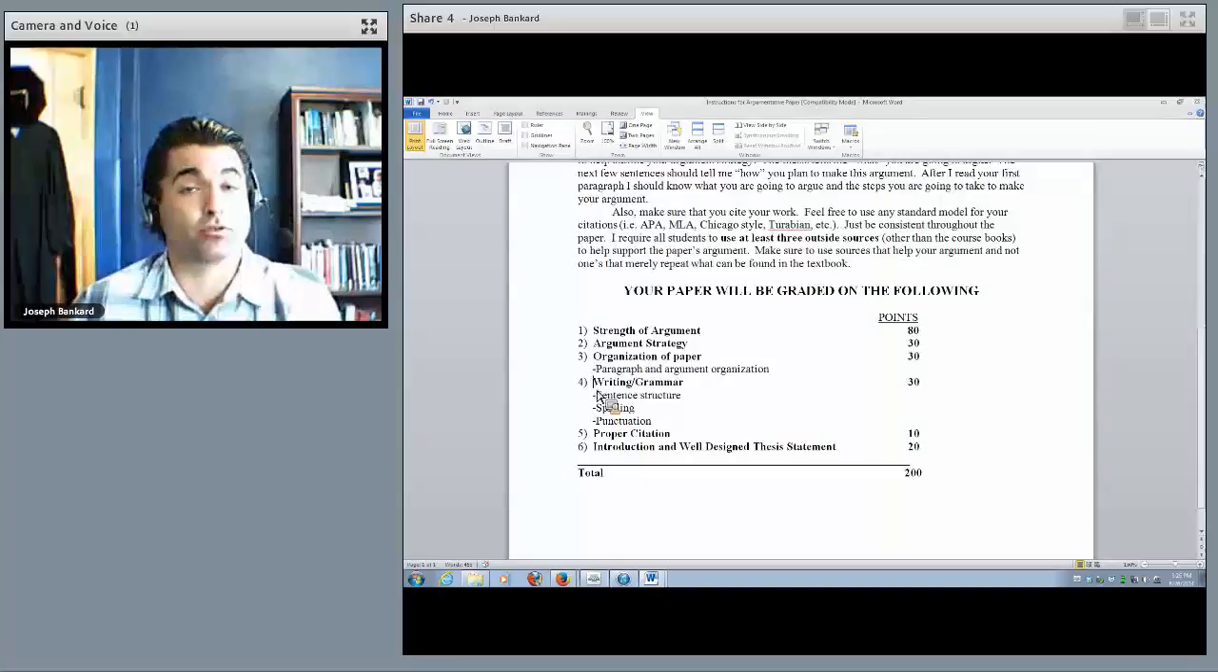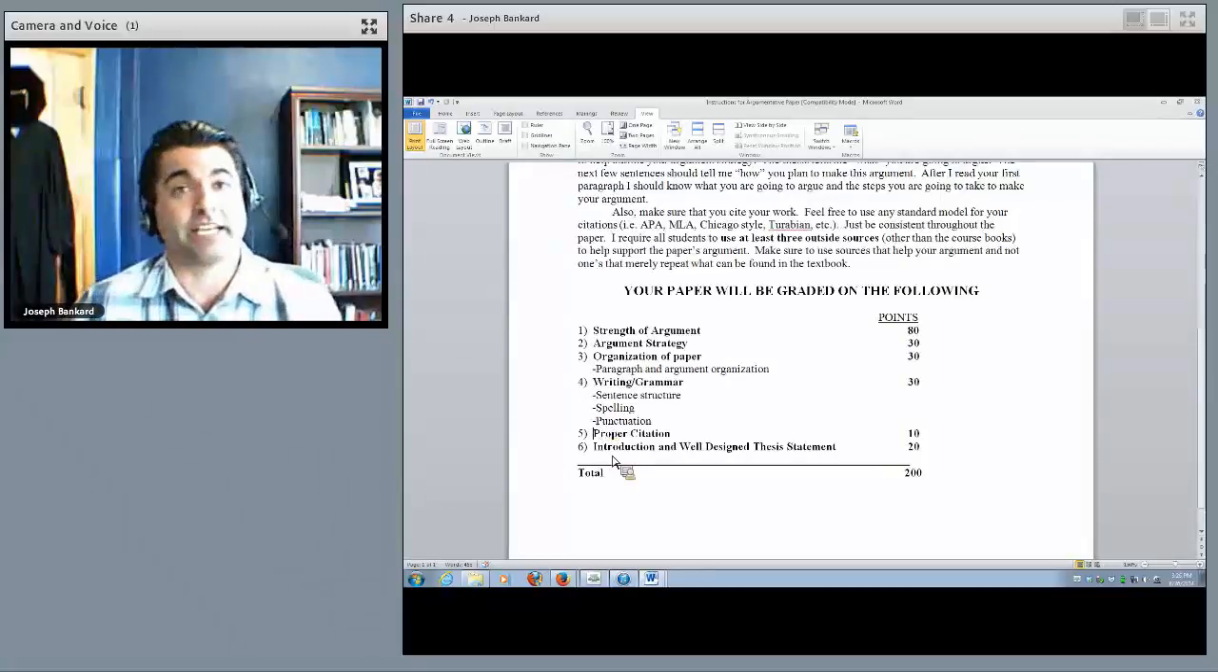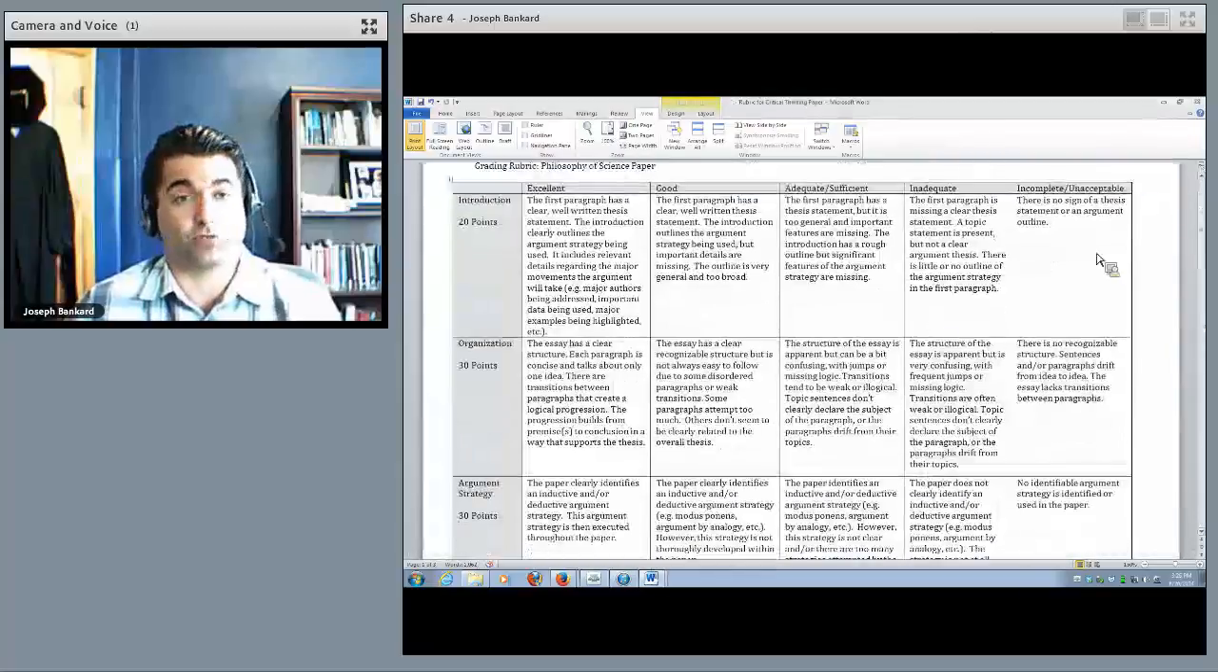Have someone proofread it. We've got academic services that'll look at your rough drafts and help you, right? So make sure that writing's there, 30 points. Proper citation, 10. Introduction, well-designed thesis, 20. I have created a rubric. This is also on Canvas, so the instructions are on Canvas, the rubric's on Canvas.